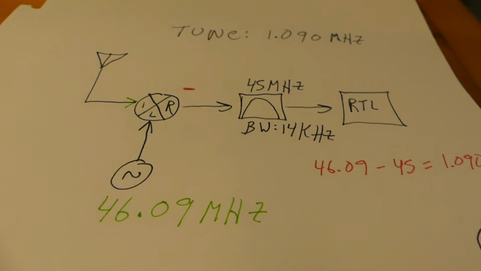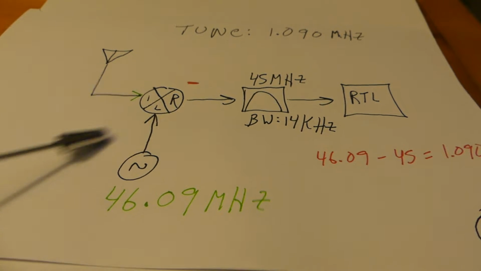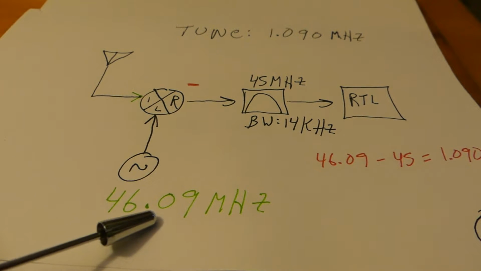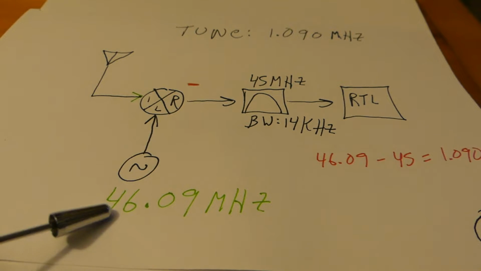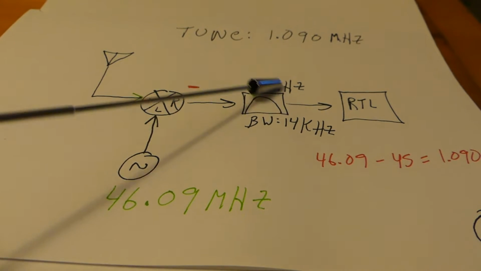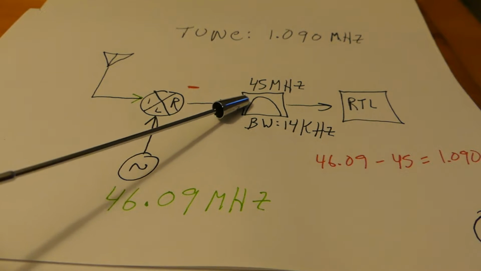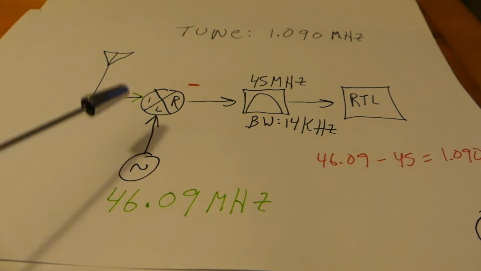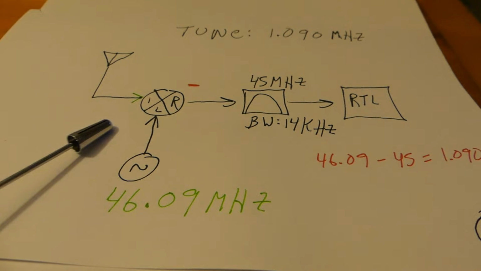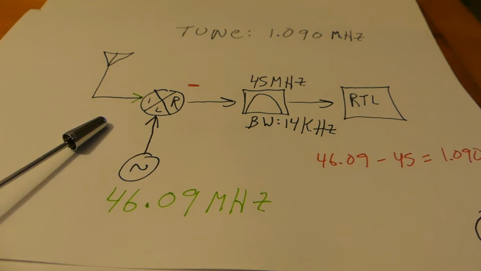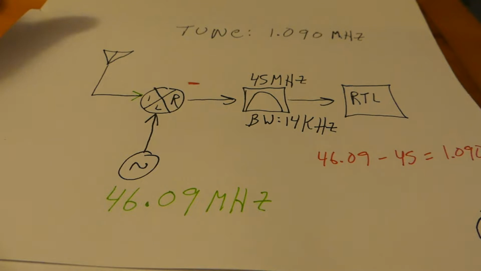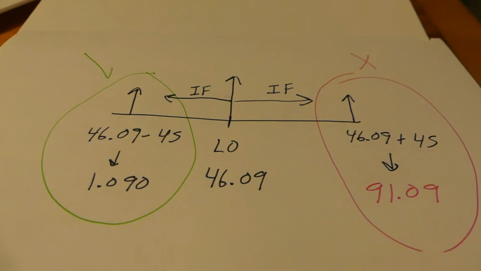Now if you remember my original diagram here, I said if I want to tune in 1.09 megahertz, I'll make my LO be 46.09, such that the difference between 46.09 and 1.09 works out to be exactly 45, and it goes through. No problem. But, as this diagram is shown right here, there's a problem with this. What we're not accounting for is what's called the image frequency. Oh boy. What the hell am I talking about?